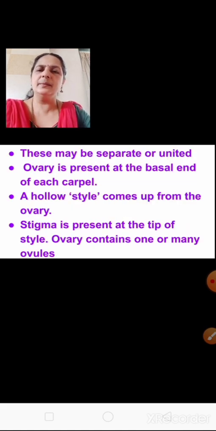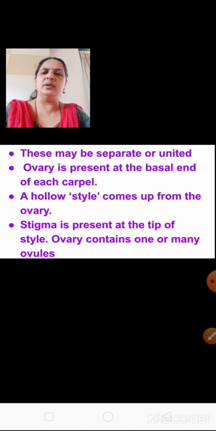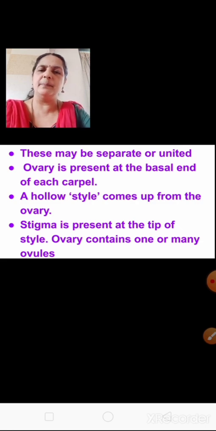They may be separate or united. The ovary is present at the base of each carpel. We saw that. So the carpel is the gynoecium. At the base there is the ovary, and a long, hollow style comes up from the ovary, and then the stigma is present at the tip of the style. The ovary contains one or more ovules.